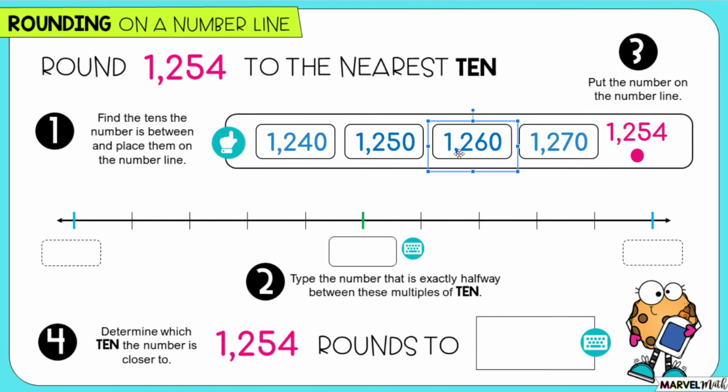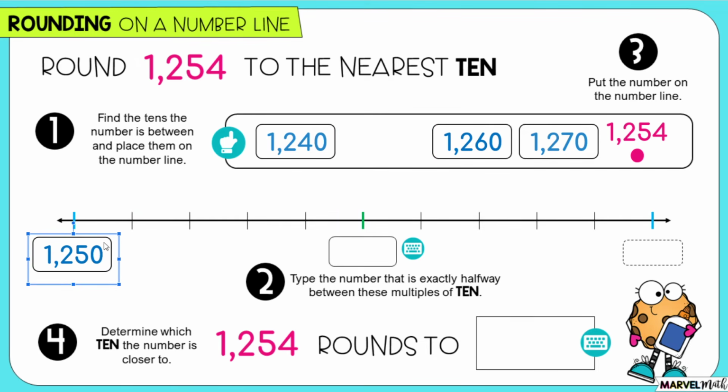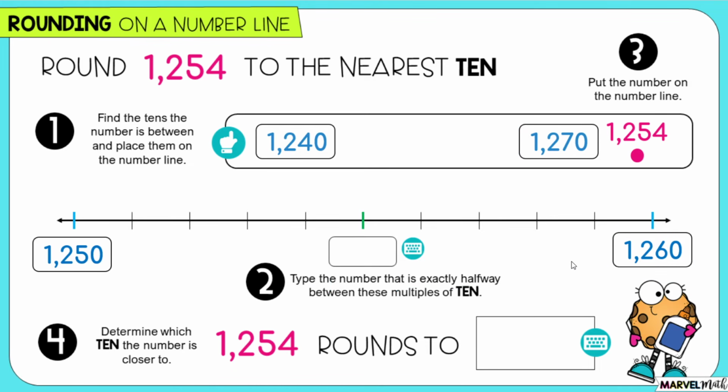So I need 1,250 first and 1,260 over here. Now what will be exactly in between? I have 1,255. Where will this number go?